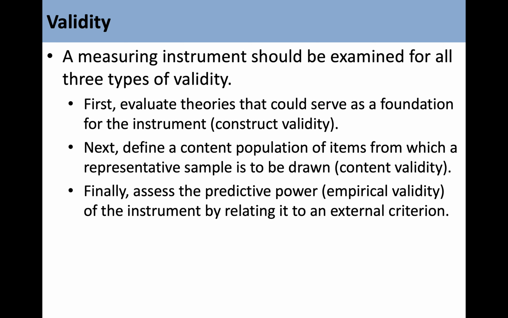A measuring instrument should be examined for all three types of validity. First, evaluate the theories that should serve as foundation for the instrument. This is construct validity. Next, define a content population of items from which a representative sample is to be drawn. This is content validity. And finally, assess the predictive power, the empirical validity of the instrument, by relating it to an external criterion.